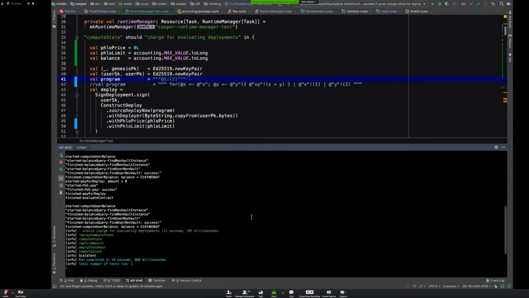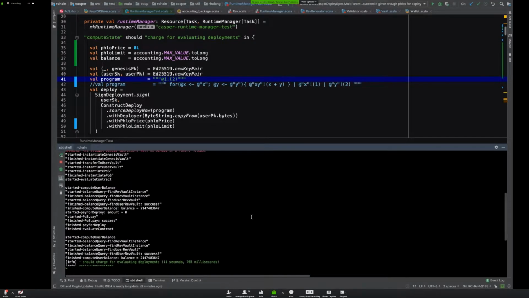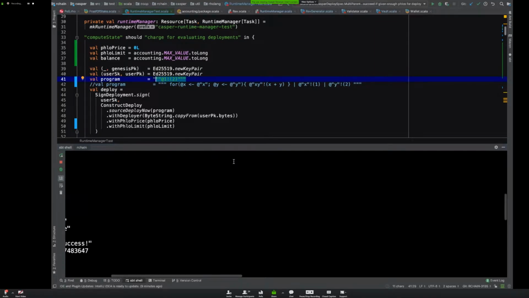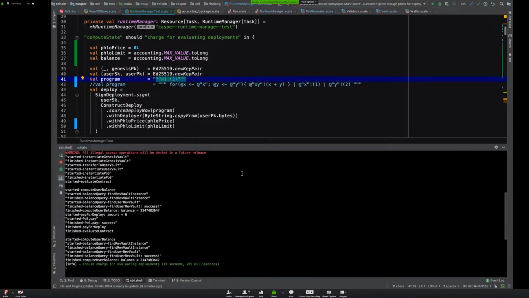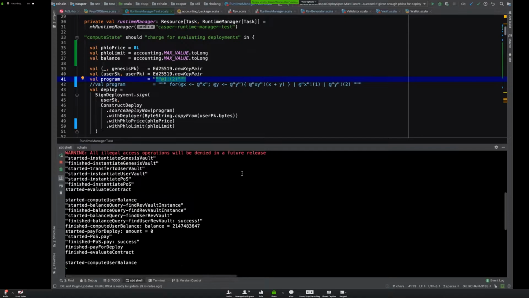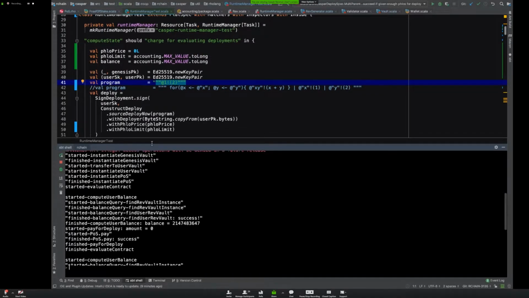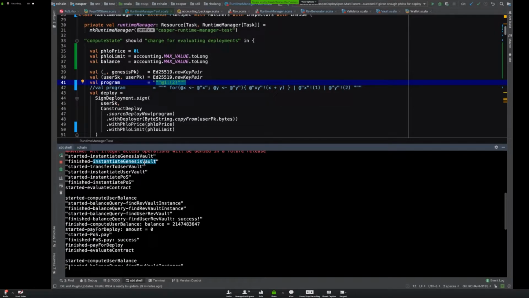Okay. So all these print statements are different points in the execution of our tiny little program here. Let's just go through these and see what is going on. The first thing that we'll notice is that the Genesis vault is being instantiated. Genesis vault, obviously, is the vault that is endowed with the full quantity of rev in the Genesis block. So we're instantiating that vault.